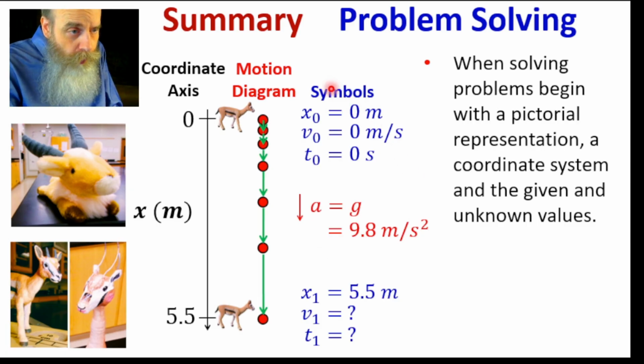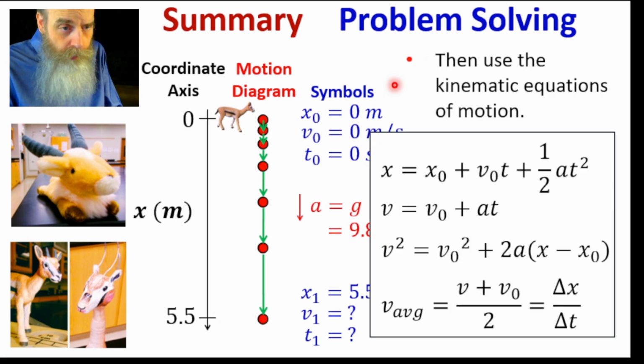So now, right here, we have everything we need to solve the problem. Then we use the kinematic equations to solve the problem. And so we look at our kinematic equations to see what we can do. And there are many different ways to solve the problem. We want to find v1. Well, looking at everything we have here, we could use this equation. We know everything on the right side of this equation. We could get v1 there. And then to get t1, use this equation.